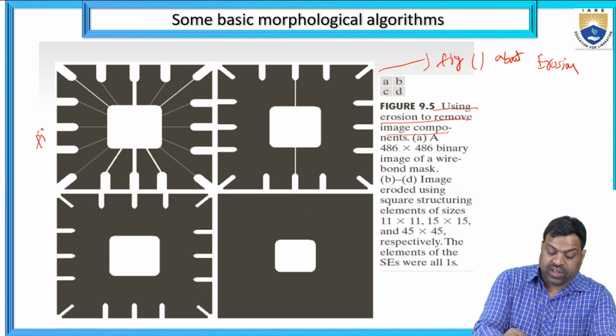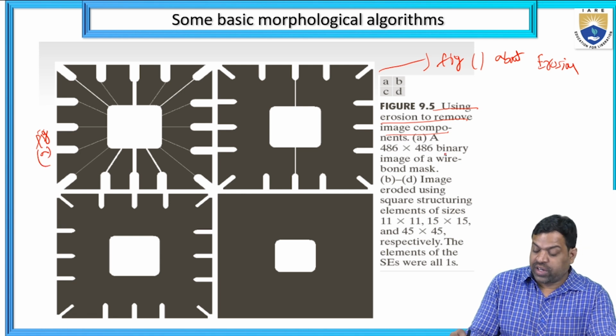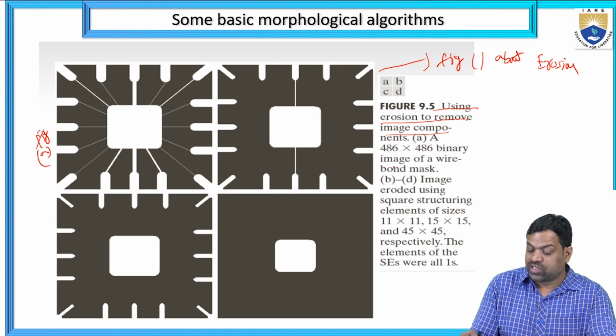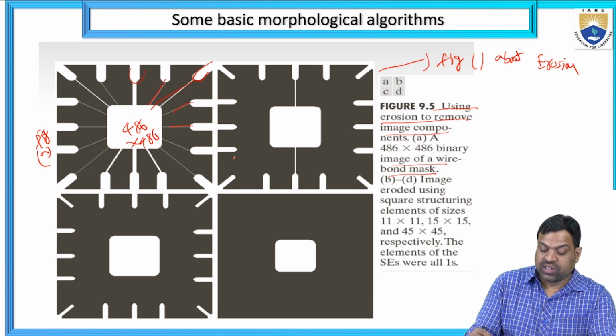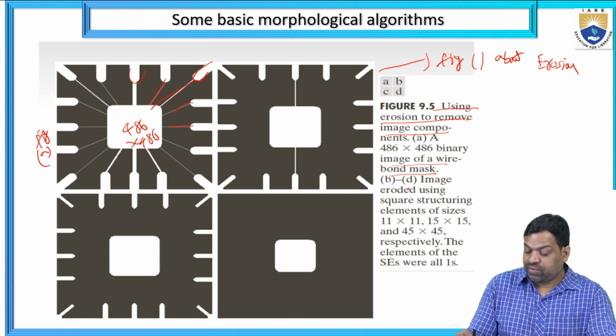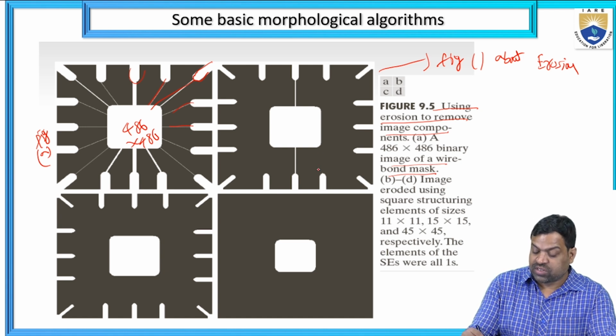So in figure A, what is happening here? In figure A, there is a 486 by 486 image of a wire bond mask. You can observe here there are some wires. Okay, some wires are there. So in figures B to D, what is happening?